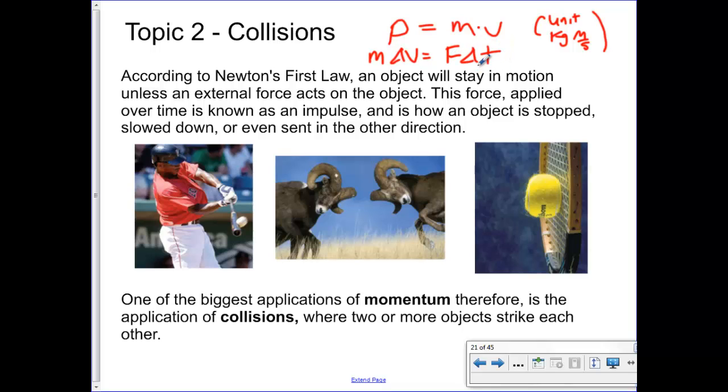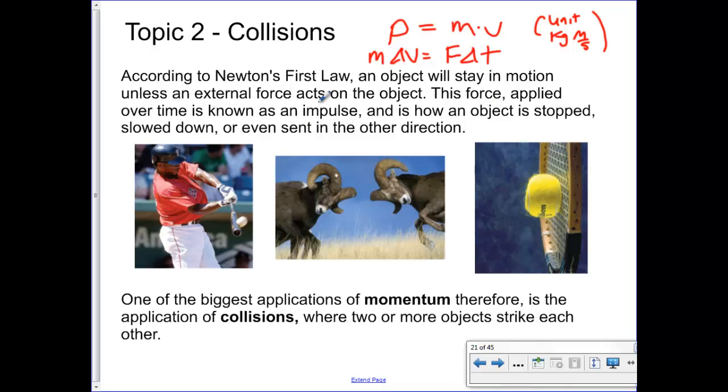So if you want to change an object's momentum, you need a force, and you have to apply it for a certain amount of time. The longer you apply the force, the more you would change the momentum. Does that make sense? So if I had a force, but I only applied it for like 0.01 of a second, that might really not slow the thing down all that much.